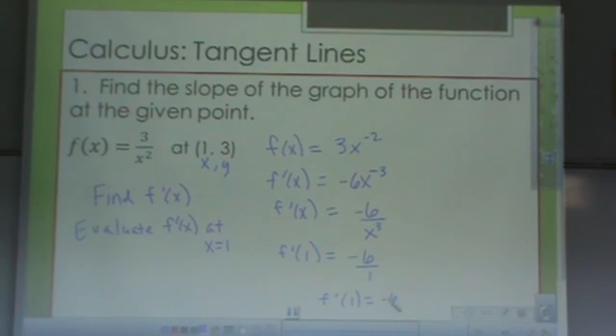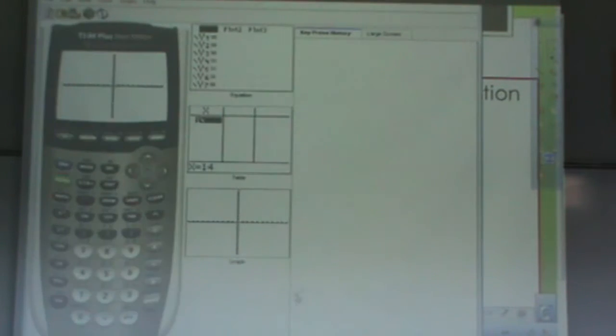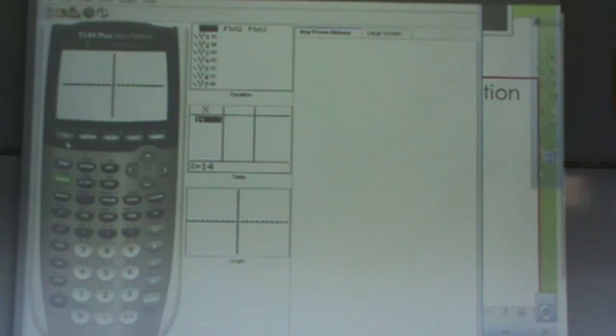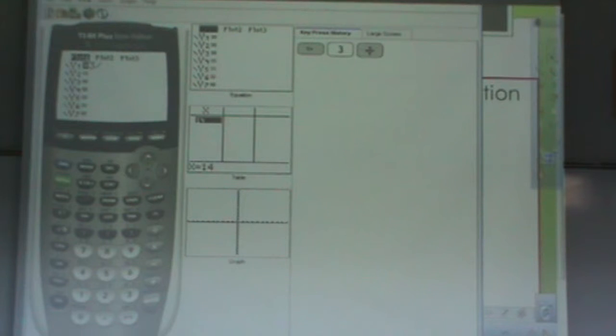And next I like to test that or show that graphically. So let me go grab your graphing calculator if you have one. What we're going to do is hit your y equals button, and we want to type in that function we were given, which was 3 over x squared. So 3 divided by x squared. If you go ahead and hit graph right now, you can see what this graph looks like.